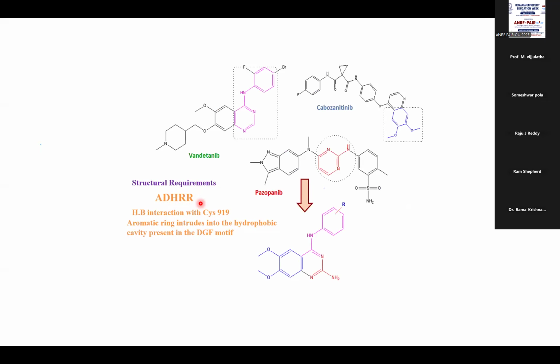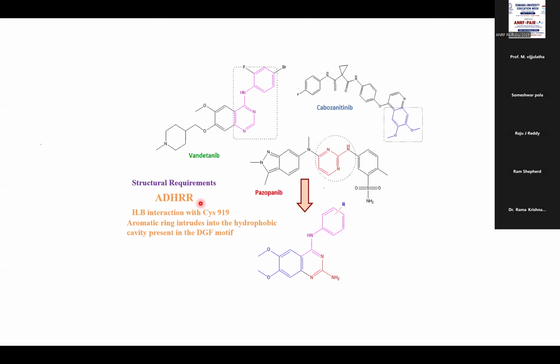So based on these strategies, we went for the structural requirements. First one is we should have an acceptor, donor, hydrophobic, and two rings which have to be there in the structure. And there should be a hydrogen bond interaction with cysteine 919. And also the aromatic ring should protrude into the hydrophobic cavity, which is present in the DFG motif.